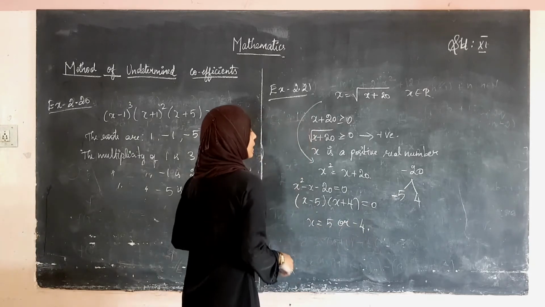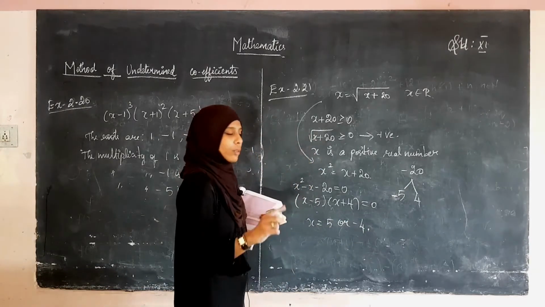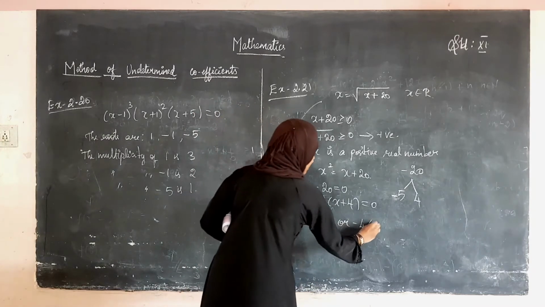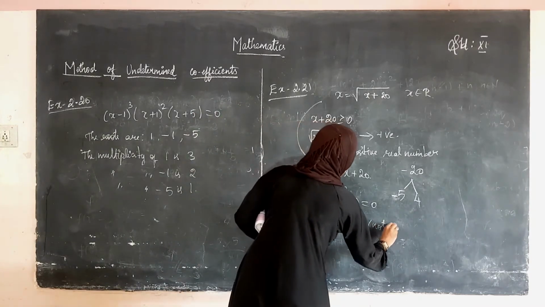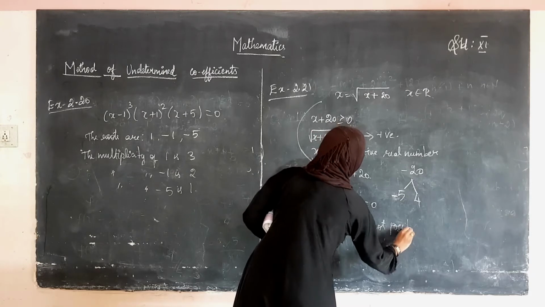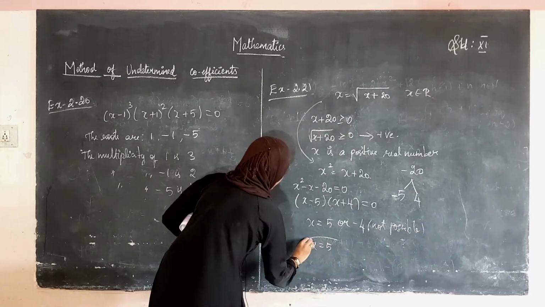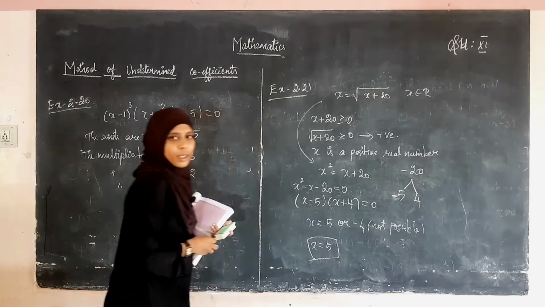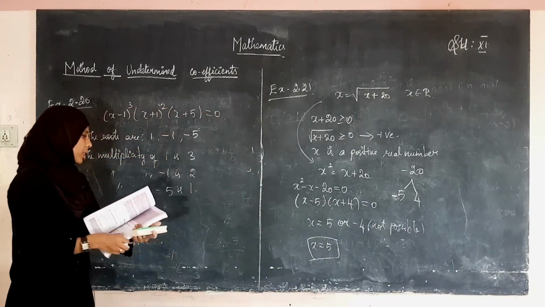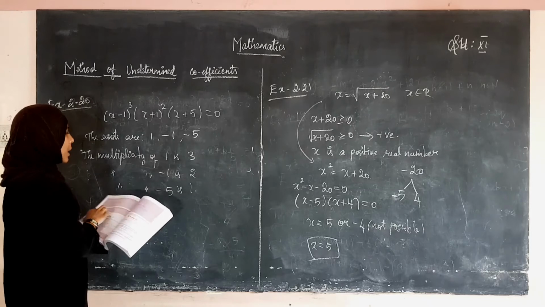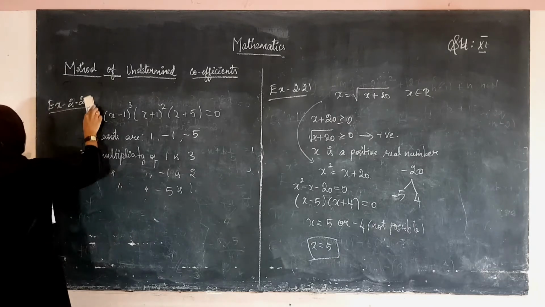But what we have got here is x is a positive real number. Therefore, minus 4 is not possible. Therefore, x value is 5. Now, the next example, example number 2.22.